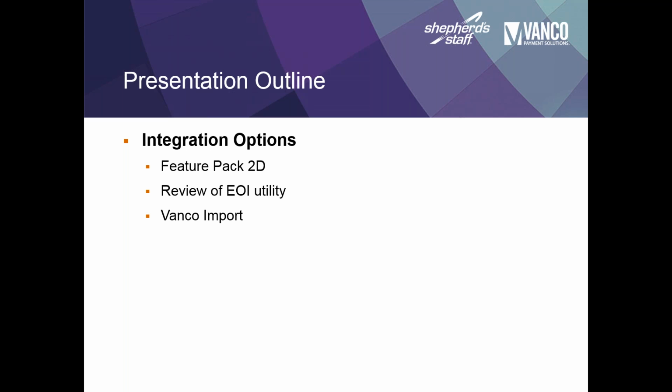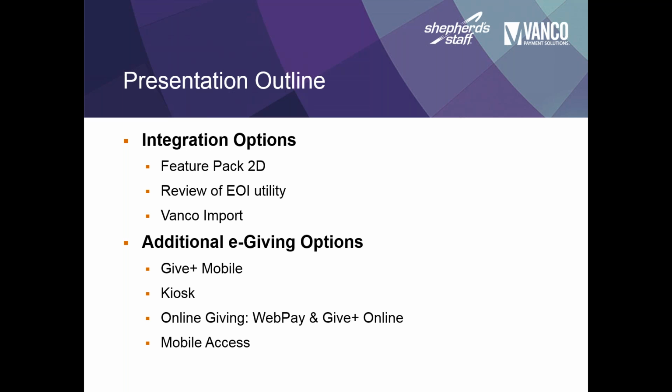So after we go through that, then the ladies from Vanco will have some great information about additional e-giving options. So they'll look at the Give Plus Mobile, the Kiosk, the online giving WebPay, and Give Plus Online, and then mobile access. And these are things that you as customers of Vanco can begin taking advantage of today. And those offerings will import into the contributions model in Shepherd staff.